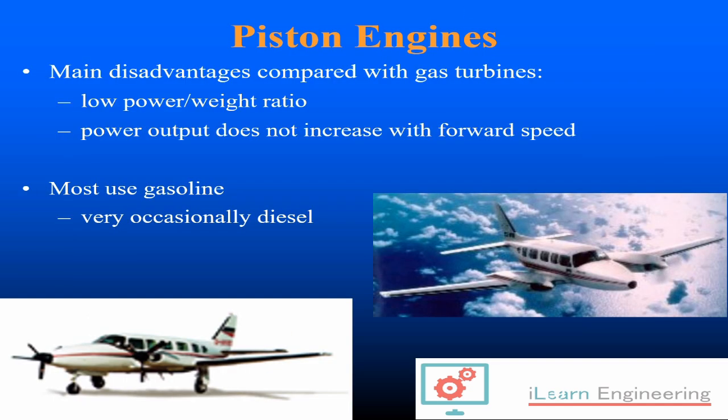Piston engines. The main disadvantage of piston engines compared with gas turbines is that they have a much lower power to weight ratio. And the power output does not increase with forward speed. And most of them use gas.